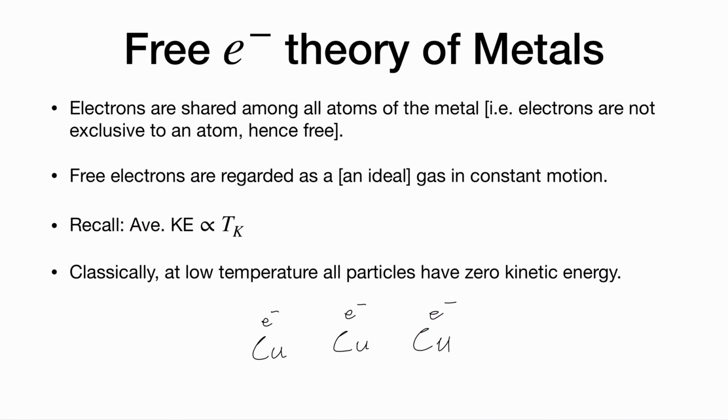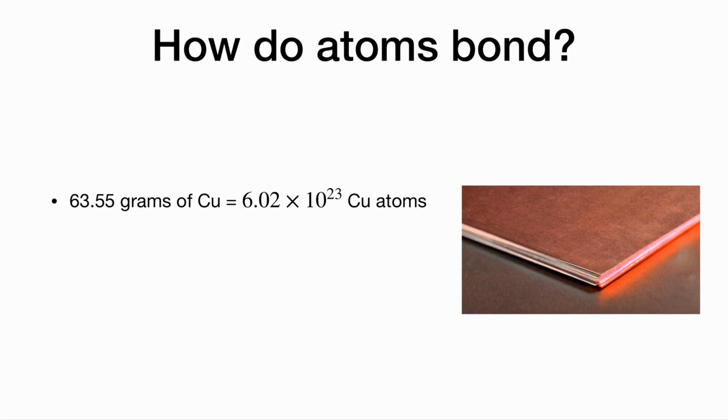But notice, I just told you that there are electrons in metals that are just roaming around. How do these electrons roam around belonging to all the copper atoms, but not violating Pauli's exclusion principle? How is this possible? Well, we need to consider how atoms bond.